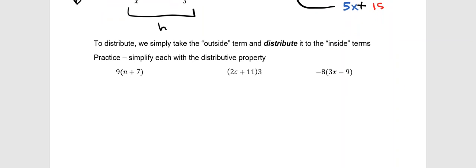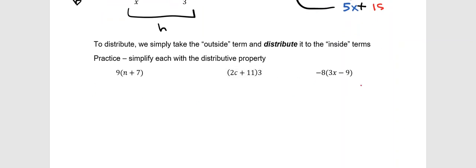So let's do some quick practice. We have 3 different expressions here, and these should be fairly quick and simple for us to work through. So the first one's very straightforward. You notice the outside term is where I want it to be, to the left of the parentheses. And my inside terms are nice and simple in terms of being added. So I just take that 9 times n. That gives me 9n. And I can say it's plus whatever the result of 9 times 7 is.